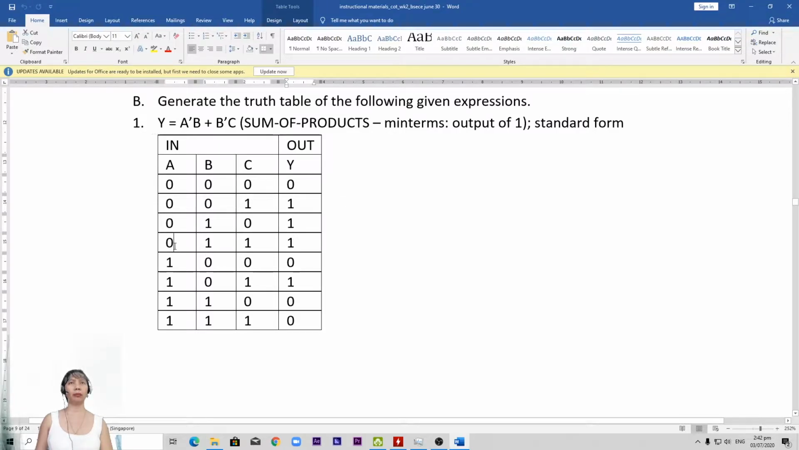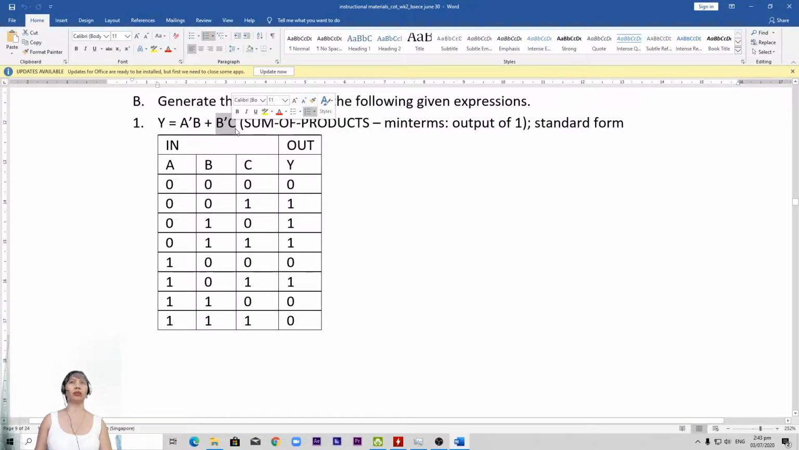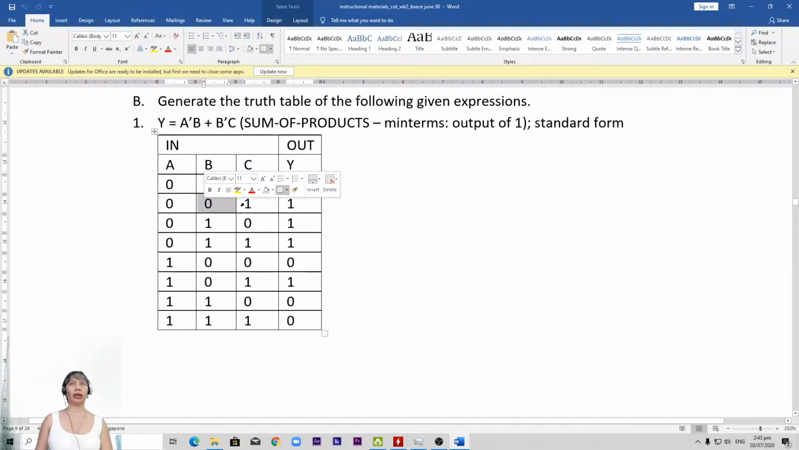And next we have another a prime b case. You have a is 0, b is 1 here, so we have an output of 1. There are only two cases with a is 0, b is 1. Then next we have b prime c. When you say b prime c, b is 0, c is 1. So when b is 0 and c is 1, the output is equal to 1. Here is another case where b is 0 and c is 1, so the output is equal to 1.